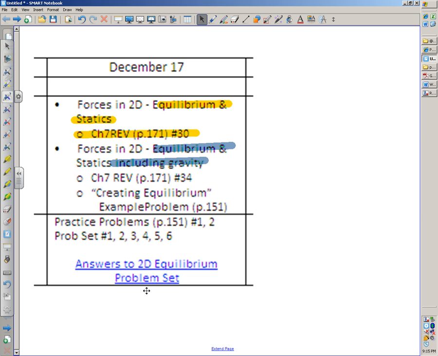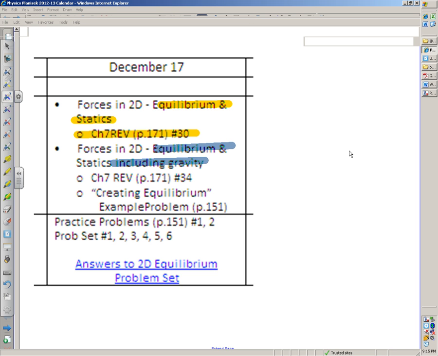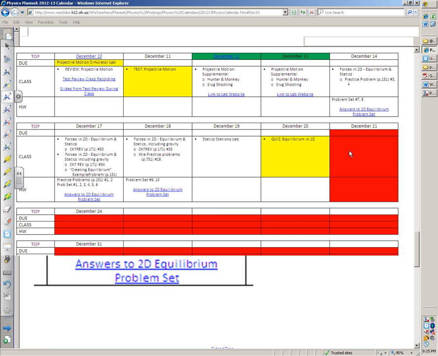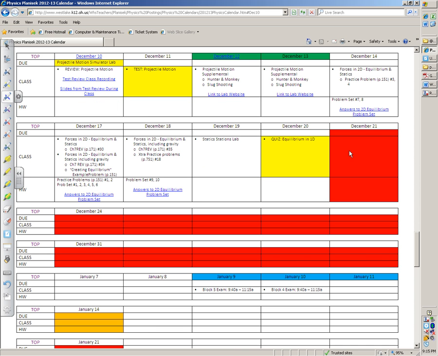I'll be back tomorrow. There's one more type of problem that we deal with equilibrium in 2 dimensions, and now we'll include friction as well into this discussion. We'll go from there. Taking a look at the calendar, don't forget, on Thursday of this week, you will have your first quiz for this unit. It is an open note quiz over the stuff we did Friday, Monday, and Tuesday. We'll do some practice on Wednesday with Static Stations Lab.